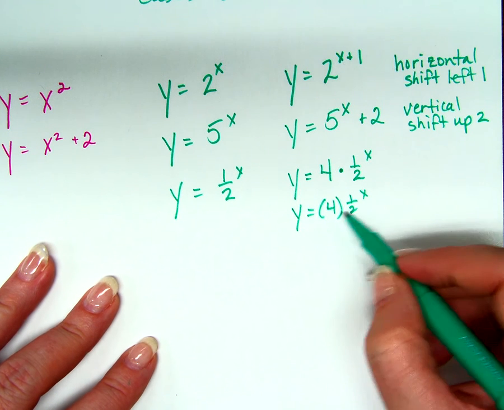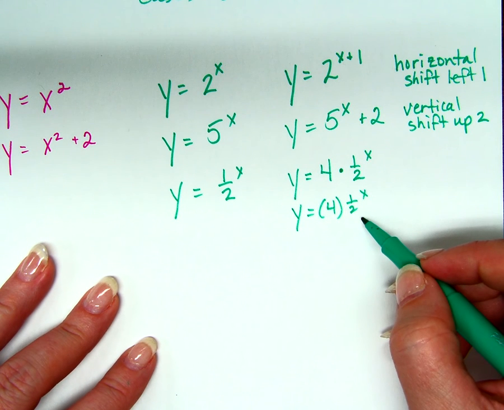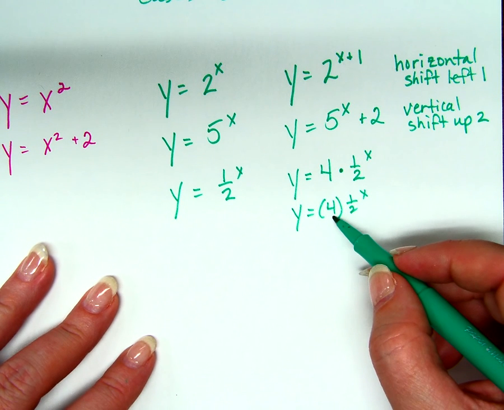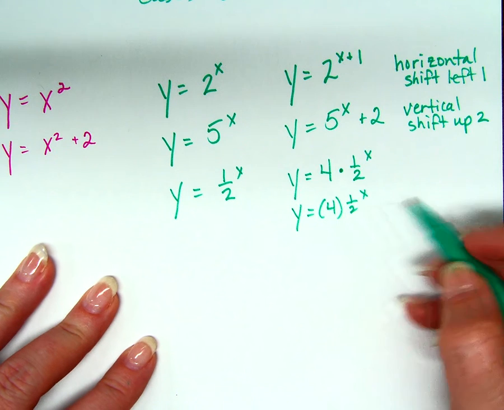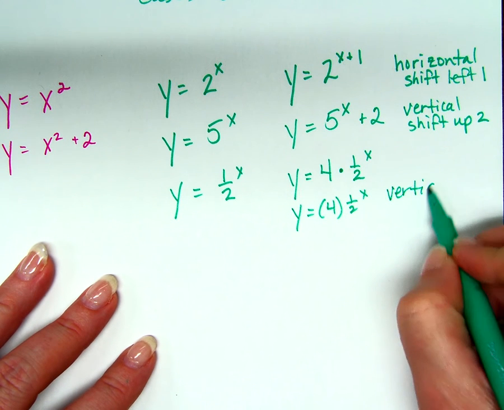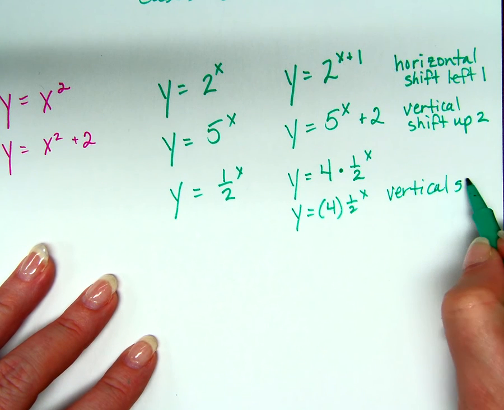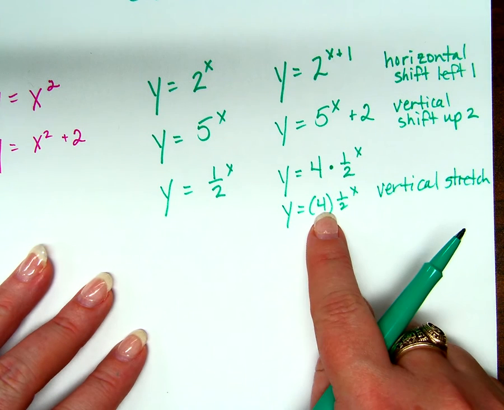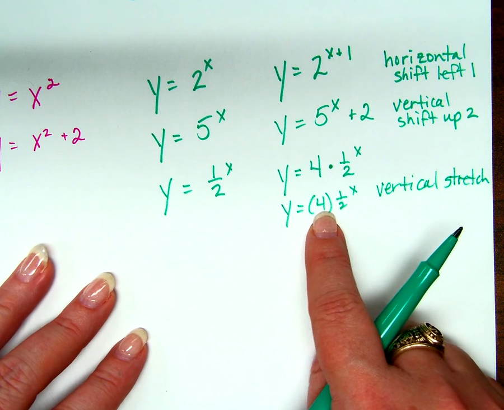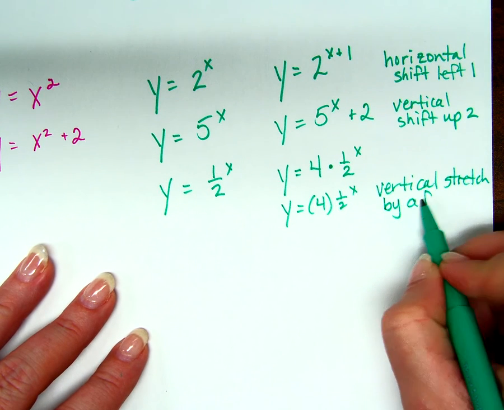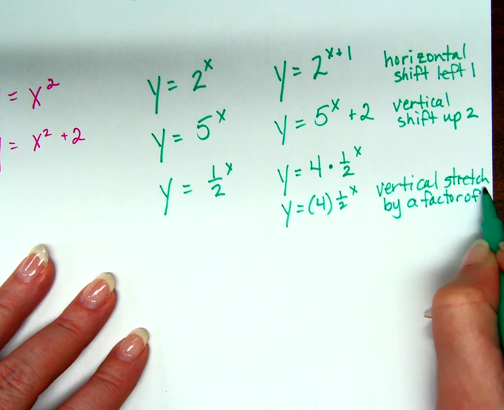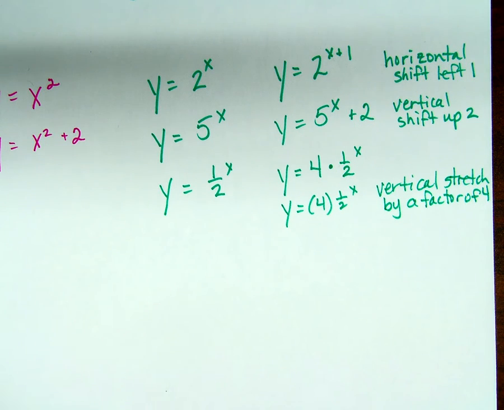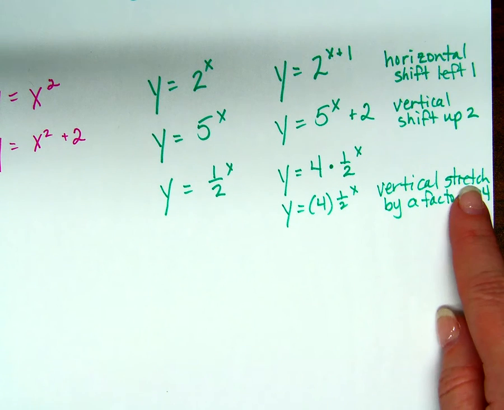Okay? So what kind of change does this cause? Well, where is the 4 compared to the exponent? On the outside, so it's a vertical change. It is a stretch. Why is it a stretch? Because 4 is greater than 1. So vertical stretch by a factor of 4. Correct. My multiplier is greater than 1, so that makes it a stretch.